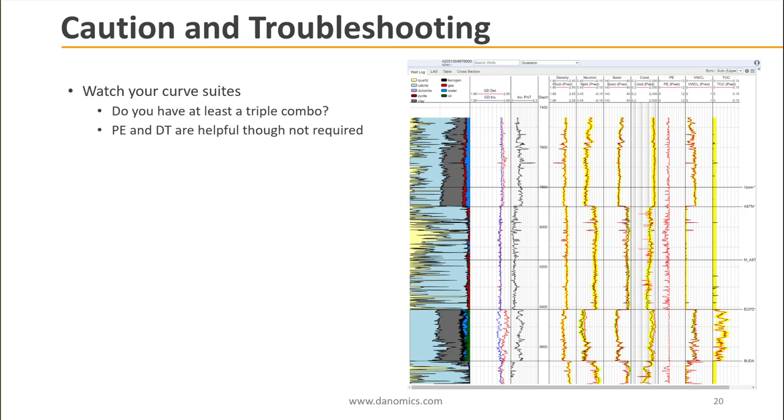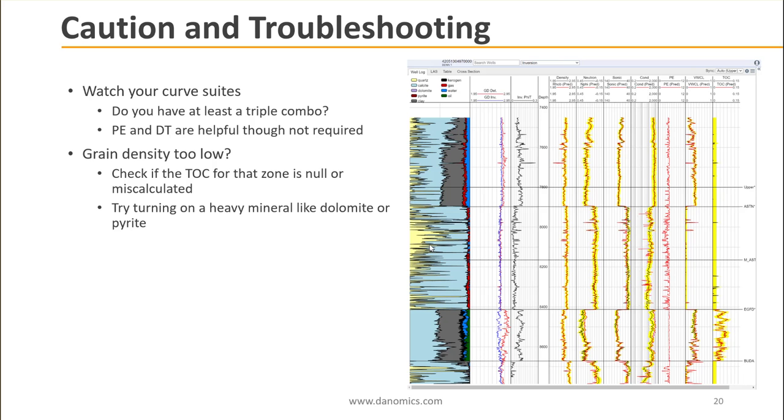A few words of caution and troubleshooting. What's your curve suite? Do you have at least a triple combo? If you don't, you're going to have a very difficult time successfully performing an inversion. The PE and/or sonic curves are helpful, but they are not required. So I would say just pay attention to what happens when you have those curves versus not having them. The system will automatically handle that for you. So you don't need to worry about that, but you just need to worry about the impact of not having them on your results.